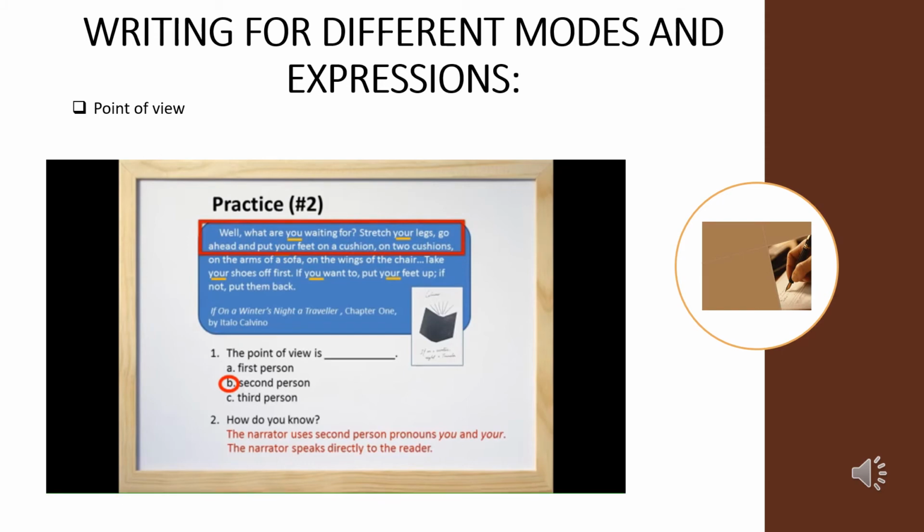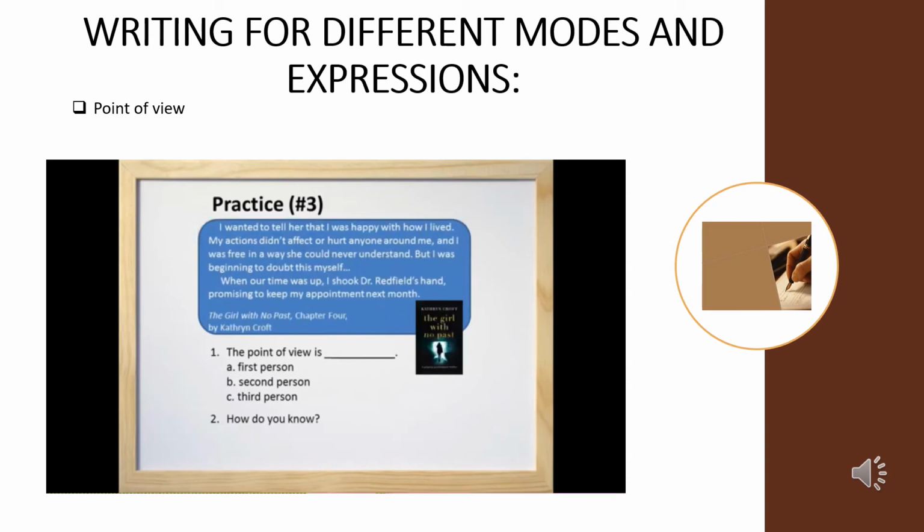So in the first sentence where the narrator says, well, what are you waiting for? Stretch your legs. Go ahead and put your feet on a cushion, on 2 cushions. In these sentences, see how the narrator uses the words you and your? That's because the narrator is speaking directly to the person reading the story. That means the narrator is speaking to you and me. When the narrator speaks directly to the reader, we know that the narrator is using second person point of view.